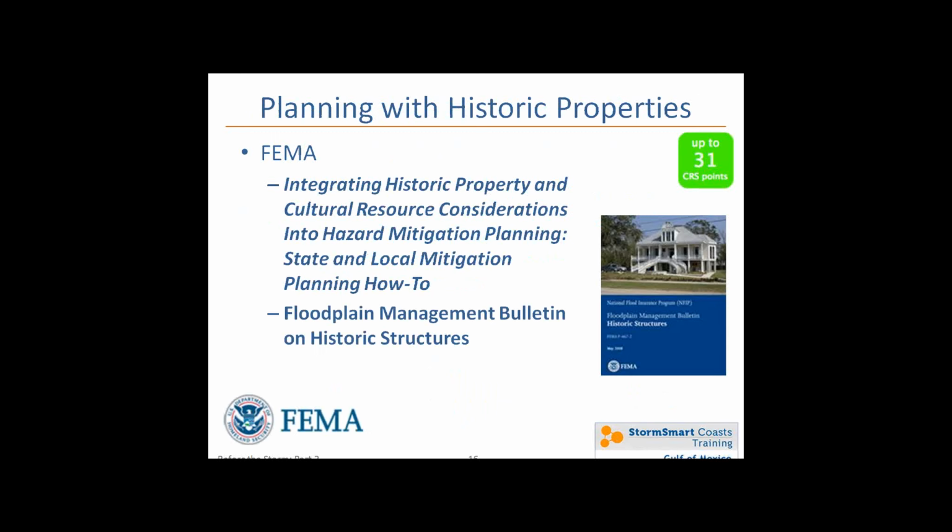Similarly, for communities with historic properties, FEMA has published Integrating Historic Properties and Cultural Resource Considerations into Hazard Mitigation Planning. This guide discusses the flexibility that FEMA allows when planning the protection of historic properties and cultural resources. You can get a free copy by contacting the FEMA Publications Distribution Facility or by downloading it from the Internet. The phone number for the distribution facility is 800-480-2520.